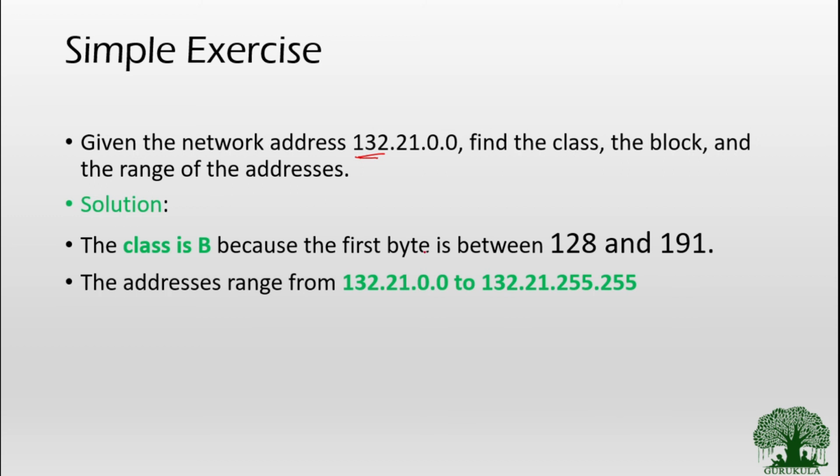Once the class is identified, you very well know that class B has 4 bytes, which means 2 bytes of information represent the net ID, and 2 bytes of information represent the host ID. Correct? So what will happen? The host ID can run from all zeros to all ones. So 132.21 will be kept constant, and the rest runs from all zeros to all ones. That is what we call the total address range of class B.